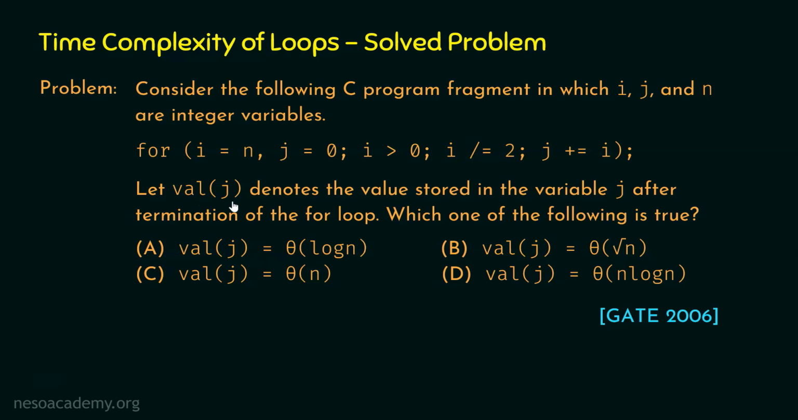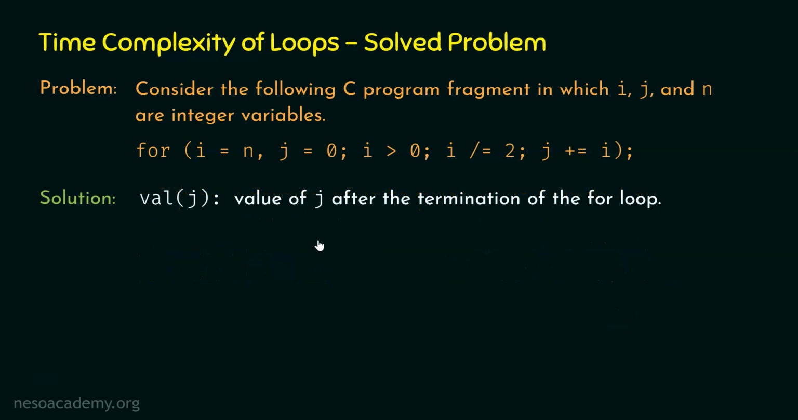We need to find the value of j in terms of asymptotic notation, as it is mentioned in these options. Val j represents the value of j after termination of the for loop. We now need to find the value of j after termination of this for loop. Let's try to solve this problem. We know at this point val j represents the value of j after the termination of the for loop. Now we want to find val j.